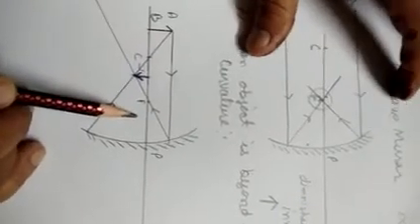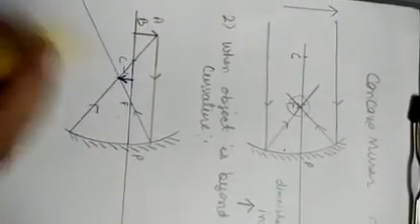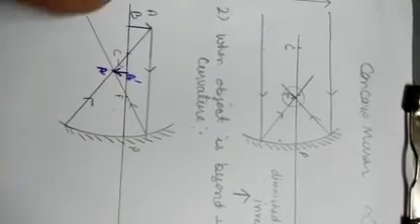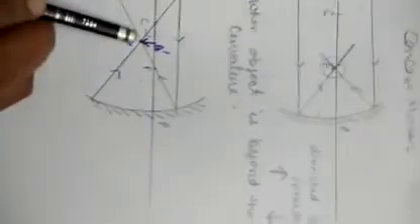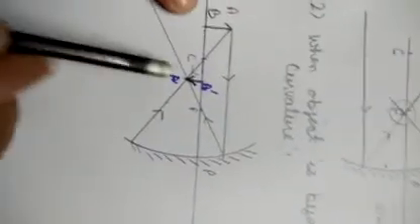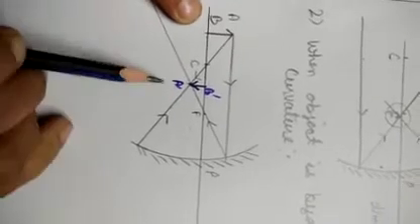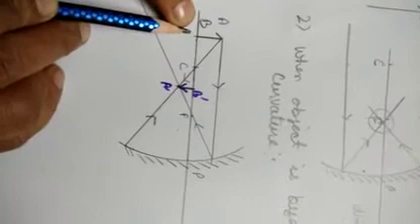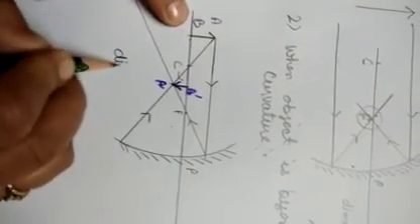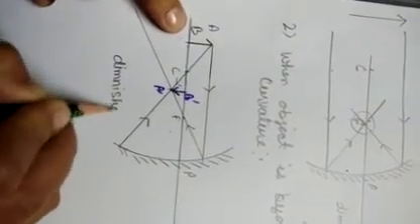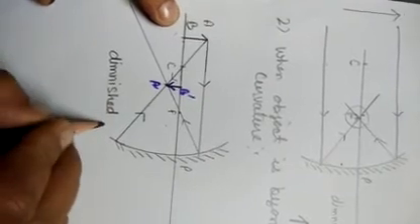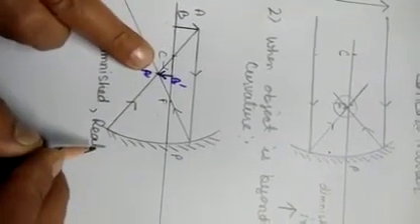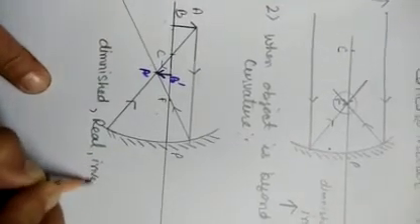And the size of the image, let's name it A dash, B dash. We can see here that size of the image A dash, B dash is smaller or less than the size of the object. Therefore, a diminished image is formed. Again, it is real because of the actual intersection of the light rays, and it is inverted.